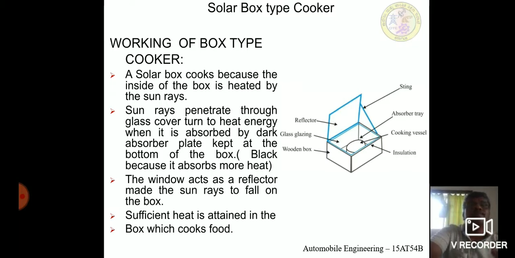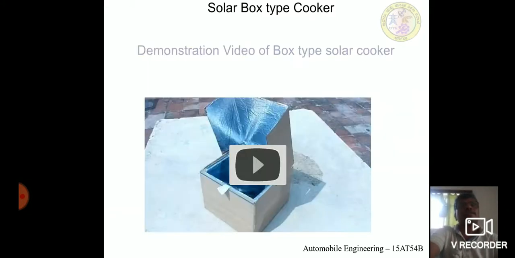It is better to use white cloth. It absorbs less heat. But here we use black because it's a good absorber of heat and radiates more heat energy. The container takes this heat energy by conduction and prepares the food. The window acts as a reflector, made so that the sun rays fall on the box. Sufficient heat is attained in the box, which cooks the food. That's all the working. The sufficient heat is retained in the box. Of course, it may be a slow process, but gradually it heats up and prepares the food. That's all the working of the solar box type cooker.